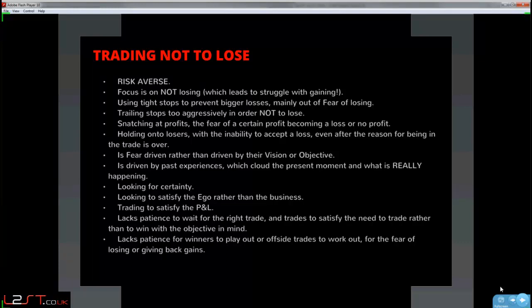Snatching at profits, the fear of a certain profit becoming a loss. So they're in a trade and they see that, okay, I can take 10 ticks of profit right now, for example, but if I hold on to this, it might turn back against me. It might come back to break even. It might turn into a loss. So I better take it right now because it's a guaranteed win. And this is that mindset where you want that certainty. And looking for that certainty, because it's right there and you can take that profit, you will take it.